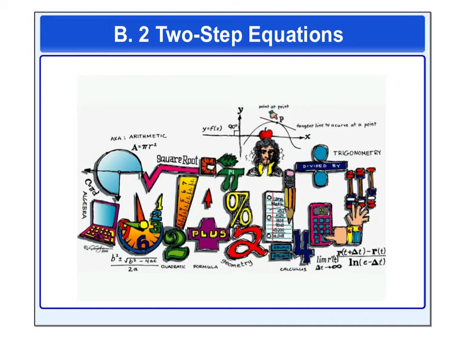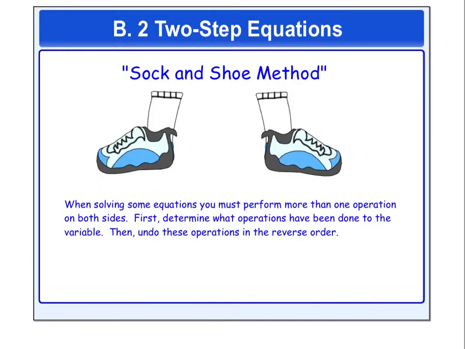B2 lesson is on two-step equations. B1 was on one step, so we're adding a second step into these problems. I like to refer to this as the second shoe method because when you're solving equations, you must perform more than one operation on both sides.